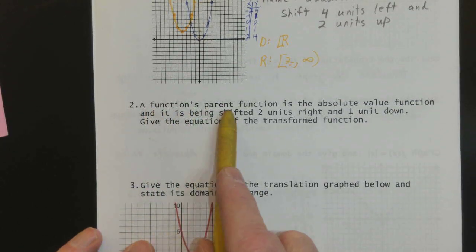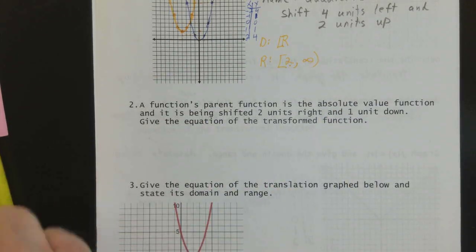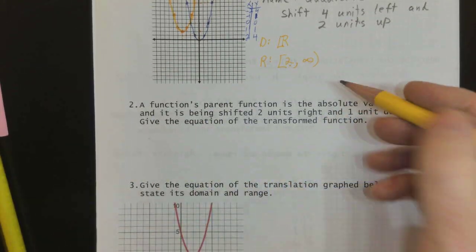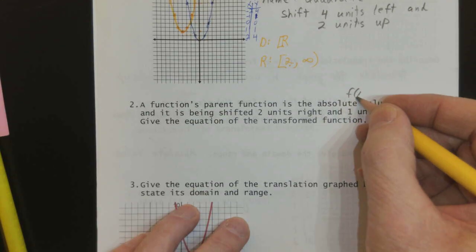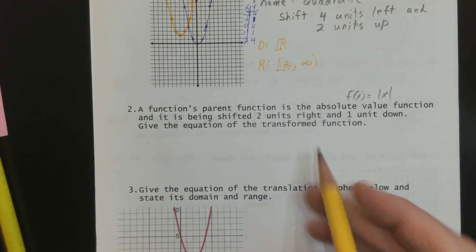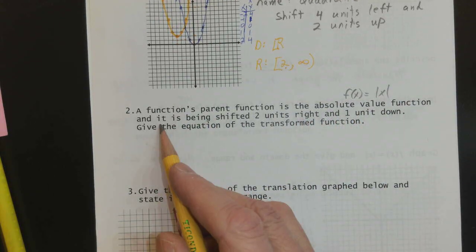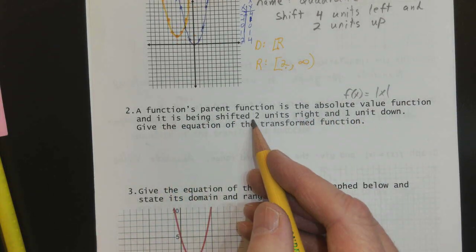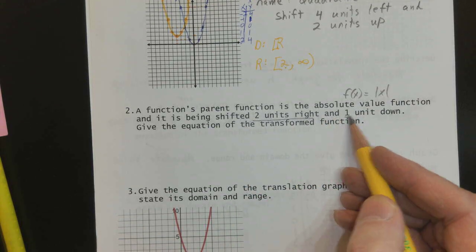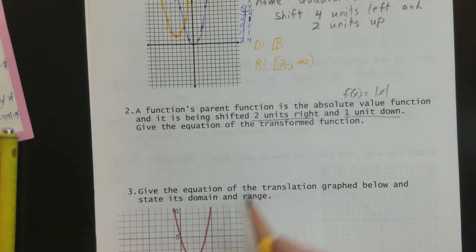Here's this. A function's parent function is the absolute value function, which is f of x equals the absolute value of x. It is being shifted 2 units right and 1 unit down. Give the equation of the transformed function.